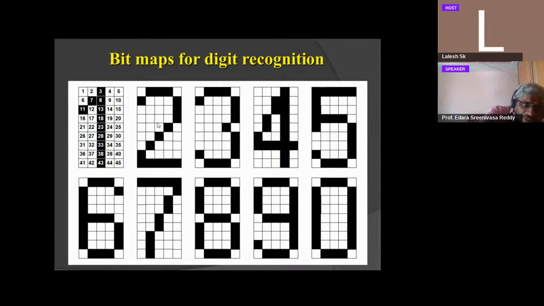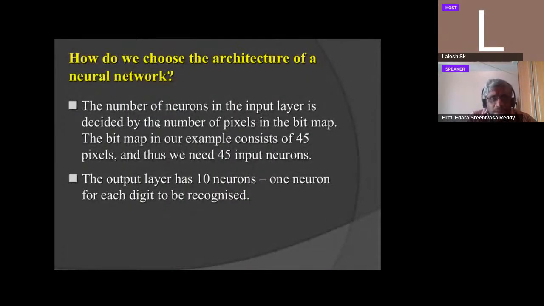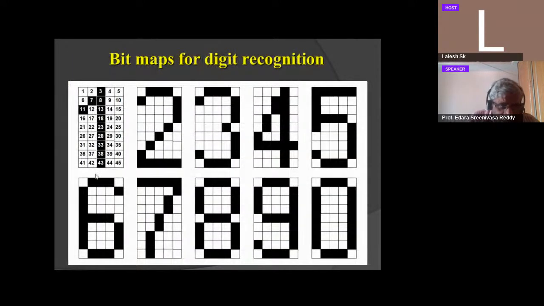All these values of input pixels are given as gray level values. Gray level values of the input pixels are given to the neural network. So the number of neurons in the input layer is decided by the number of pixels in the bitmap. Here we have 5 by 9, total 45 pixels in the bitmap. It is a binary bitmap, that is 0 and 1. 0 represents black and 1 represents white, or otherwise vice versa. Normally 0 means black.